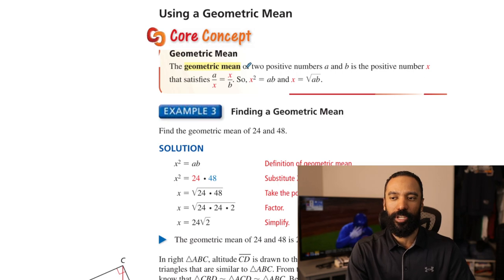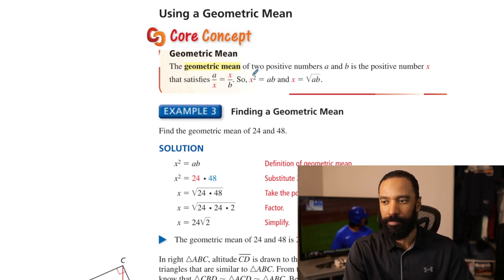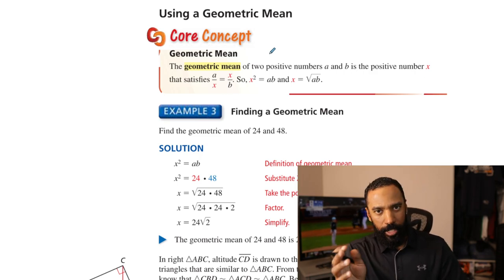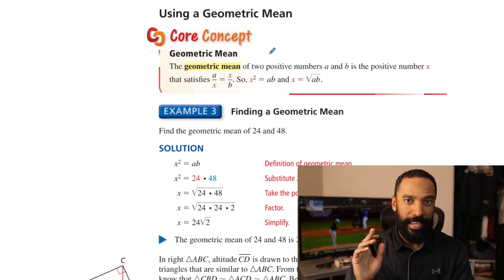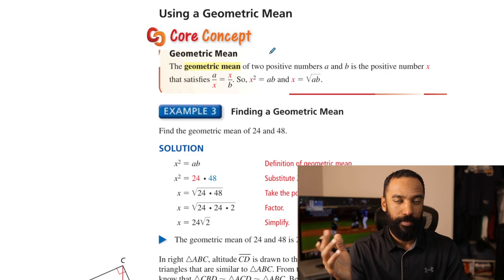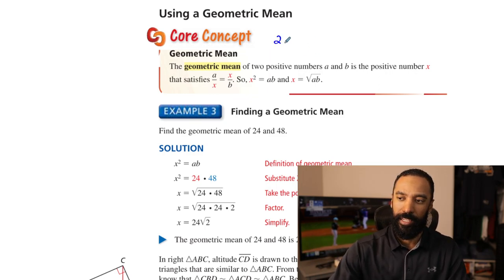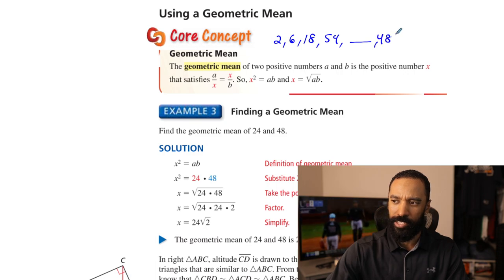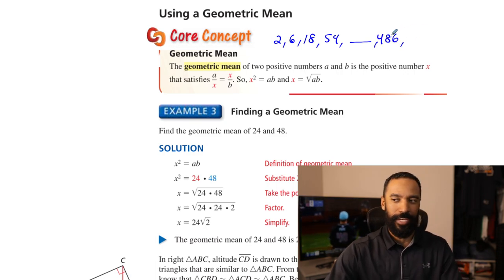All right, let's look at geometric means. Now, a geometric mean, they don't say this, so I'm going to bring it up. The geometric mean is the value between any two numbers in a geometric sequence. A geometric sequence can be something like 2, 6, 18, 54. I'll put a blank here as an example of this. What would be the number? 486. I don't know what the next number would be.